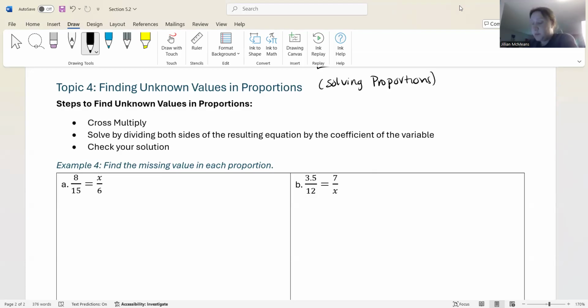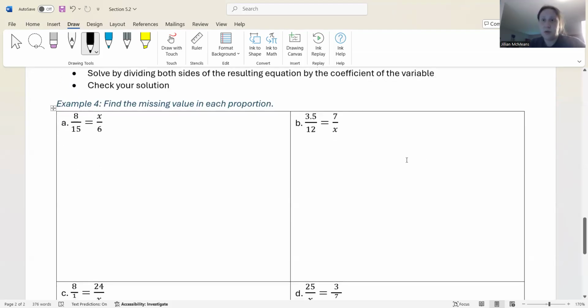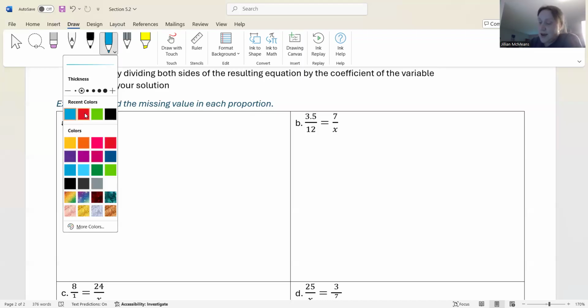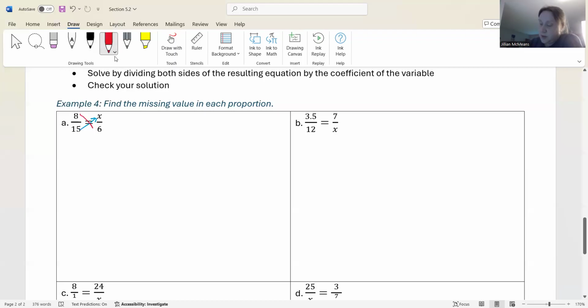Okay? So example 4 says find the missing value of each proportion. And we're going to start with one that's pretty easy. Okay, so I have 8/15 equals x over 6. We want to know what value we need to replace x with so that this is a true proportion, okay? So the first thing we do is we cross multiply. And remember, that is multiplying along the diagonals of this equation. This is only valid if you have an equal sign in the middle. Please keep that in mind, okay?